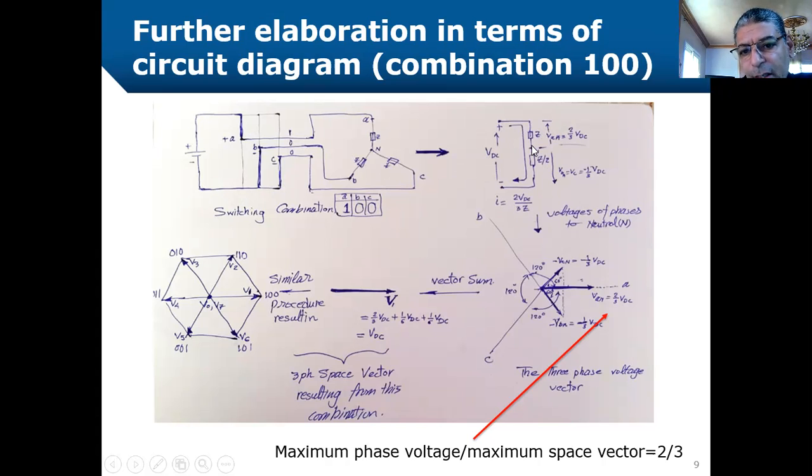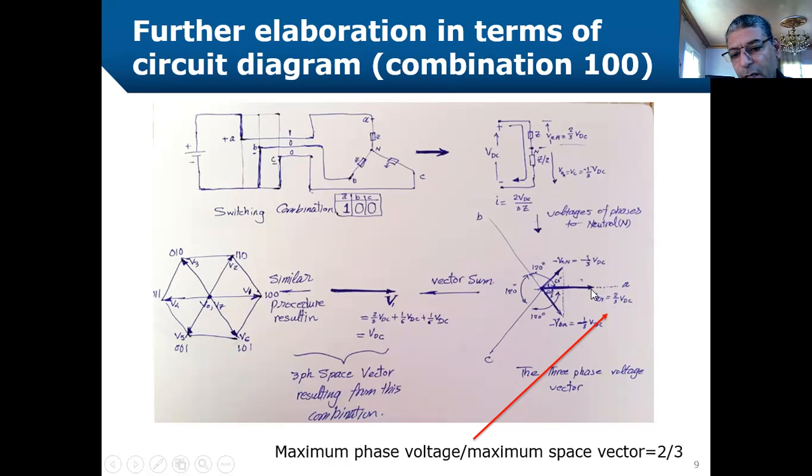So if we want to get the voltage across phase A, VAN, we will get a voltage of 2 by 3 VDC. And for each of the phases B and C, we get a voltage equal to minus VDC by 3. If we draw these individual vectors on the vector diagram, as we see in the second slide, this is phase A, magnitude 2 by 3 VDC, and its angle is 0. Phase B comes with a phase shift of 120 degrees, and phase C is 120 degrees lagging behind phase B.